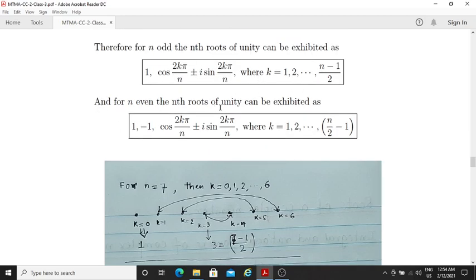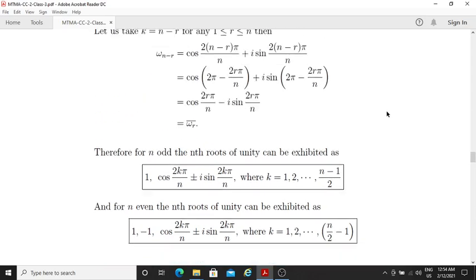In the even case, there will be two real roots. If you just omit the two real roots, the other roots are paired in this fashion. And how many pairings are done? The pairing will be n/2 minus 1 cases. All right.